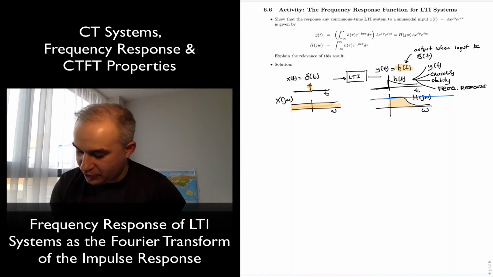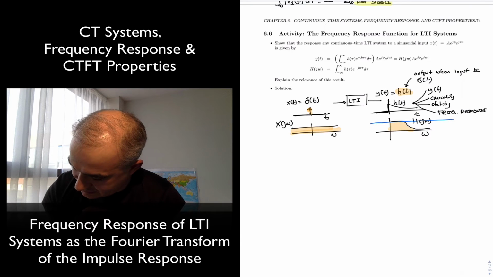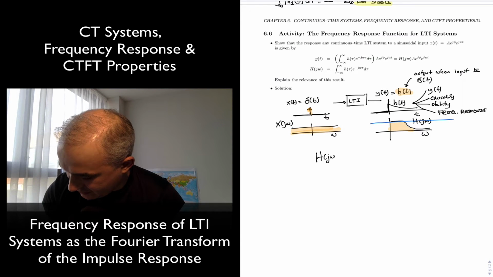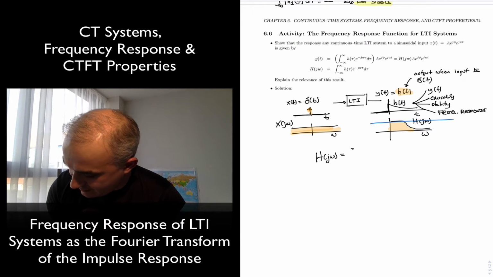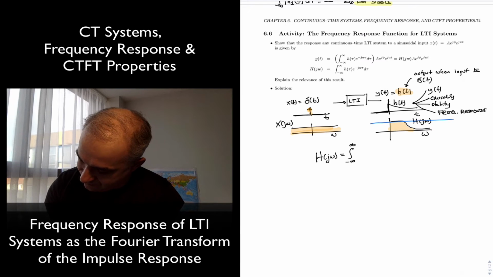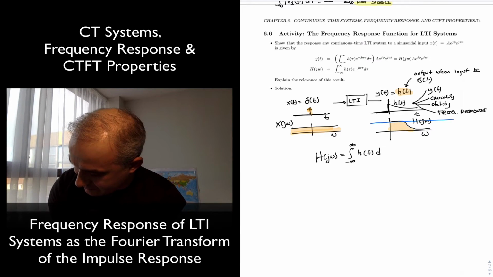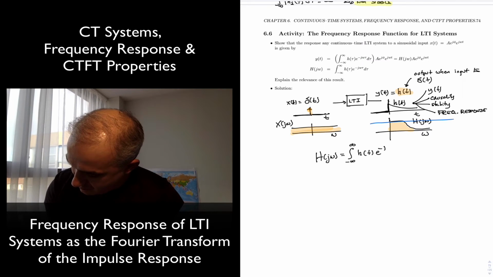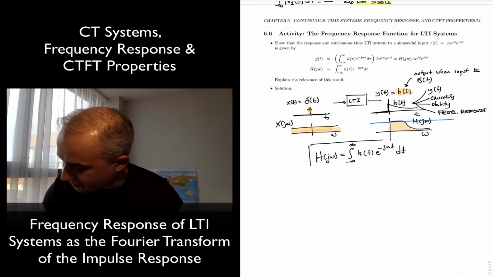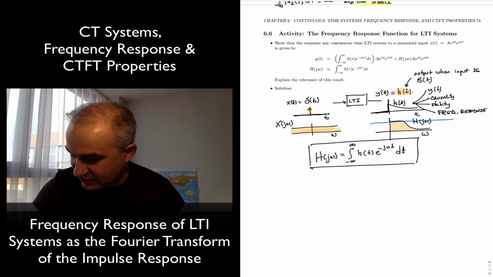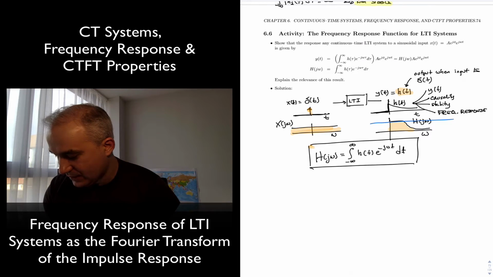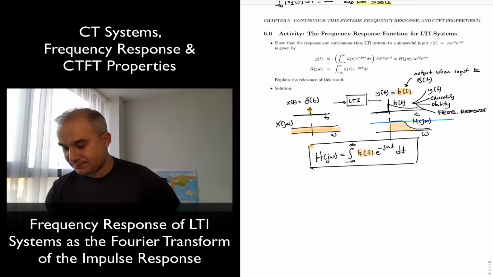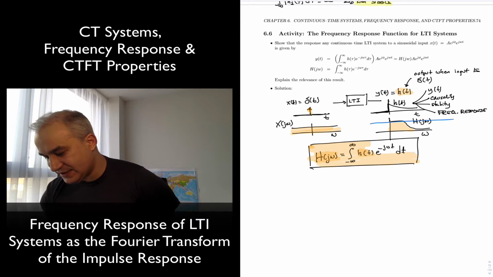How do you compute it? Here you have it. The frequency response, H of j omega, is equal to the Fourier transform of the impulse response. And I have mentioned in the introduction of this series of videos that this was really cool. You put the impulse response in, and you get the frequency response, right? Why is this really cool?